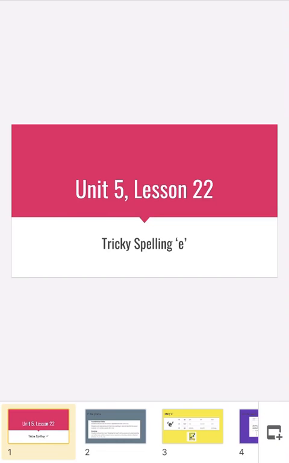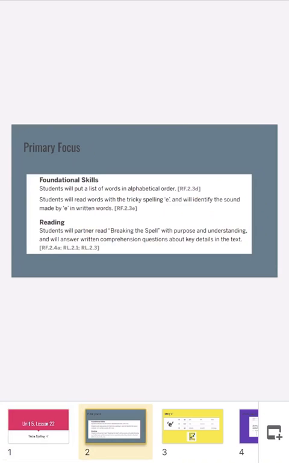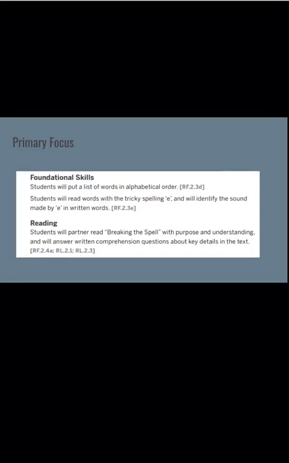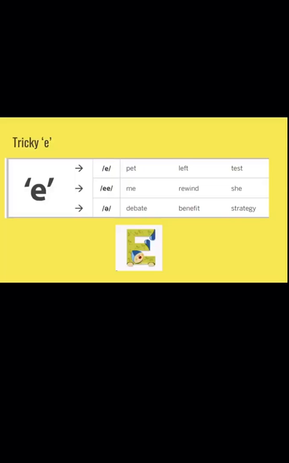And in this lesson, we are learning all about that tricky spelling E. Let's go to our primary focus slide. By the end of this lesson, you will be able to put some words in alphabetical order. You will also be reading words with the tricky spelling E and identify the sound made by E in written words. You will be reading the new chapter called Breaking the Spell with purpose and understanding, and you will answer written comprehension questions about key details in the text. Let's go ahead and get started.